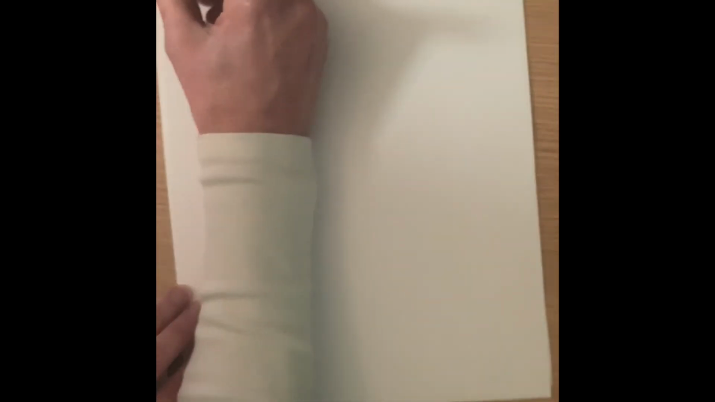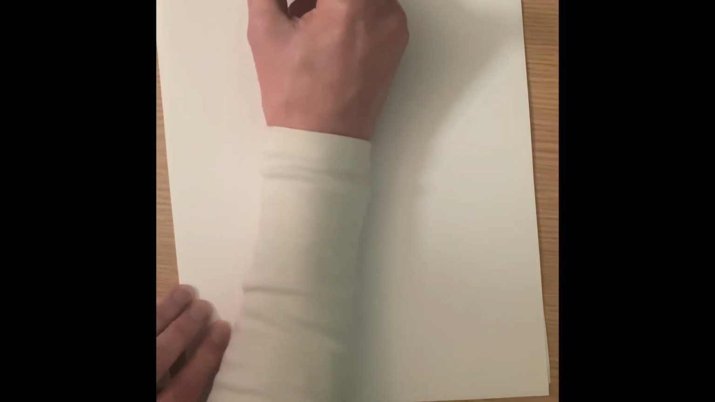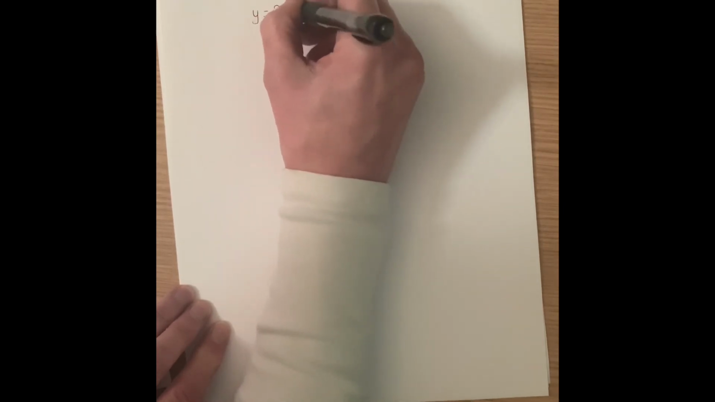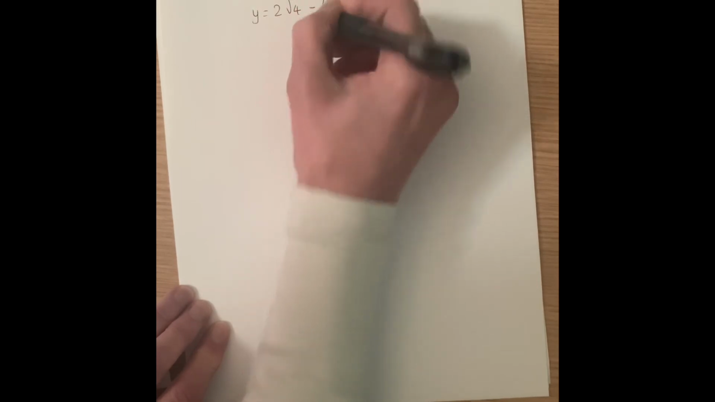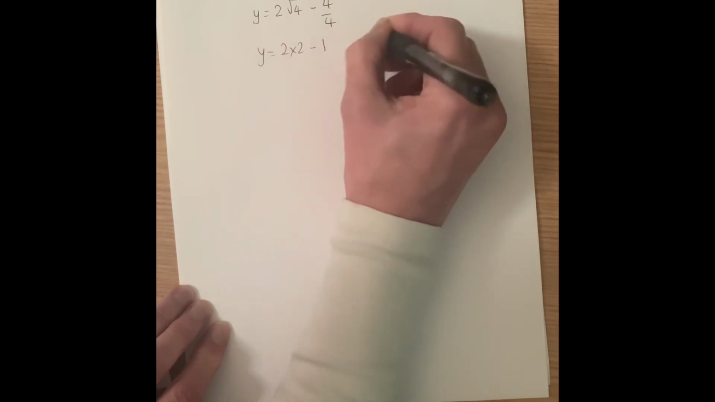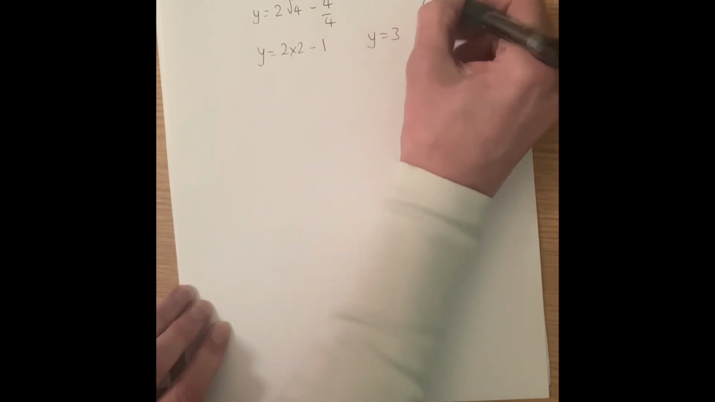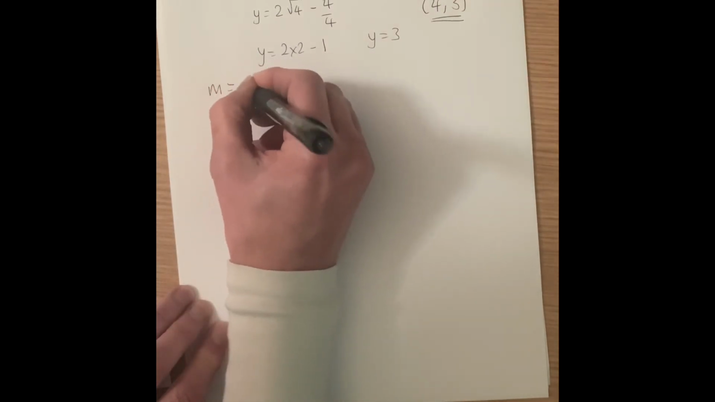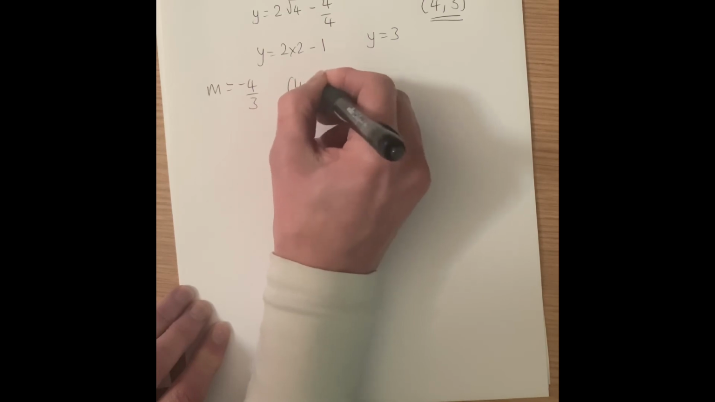Now we need to get an equation of a line, so we will need a point. Now we know that when x equals 4, we can find y. y is 2 root x minus 4 over x. So y will be 2 times the square root of 4 minus 4 over 4. y will be 2 times 2, take away 1, so y will be 3. So there's our point that lies on the line. So we've got a gradient of minus 4/3 and the point (4, 3).